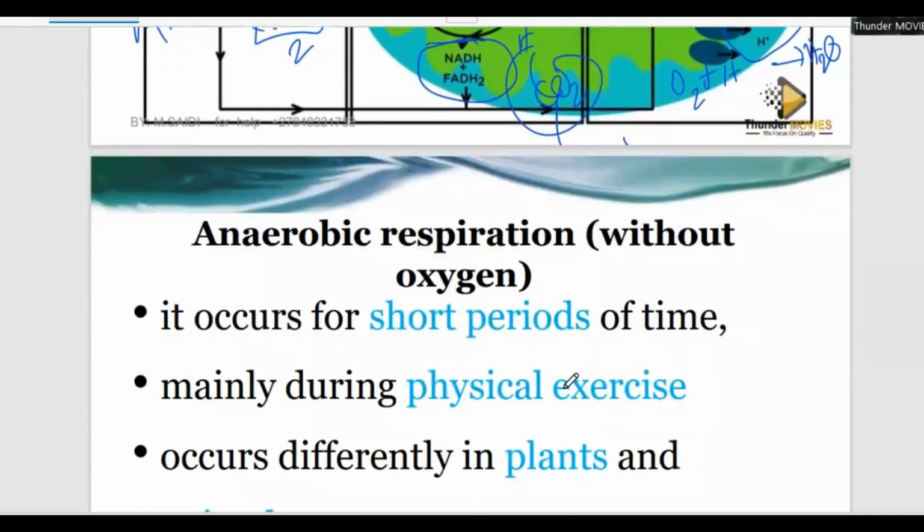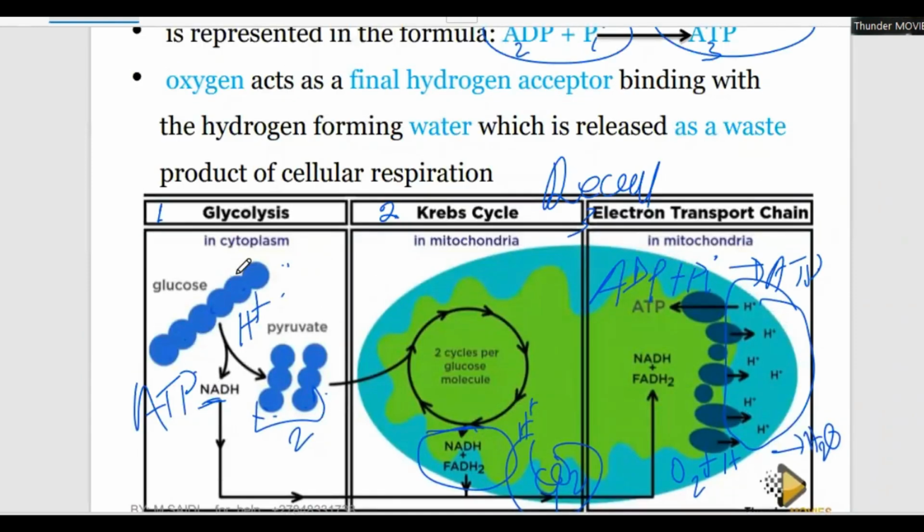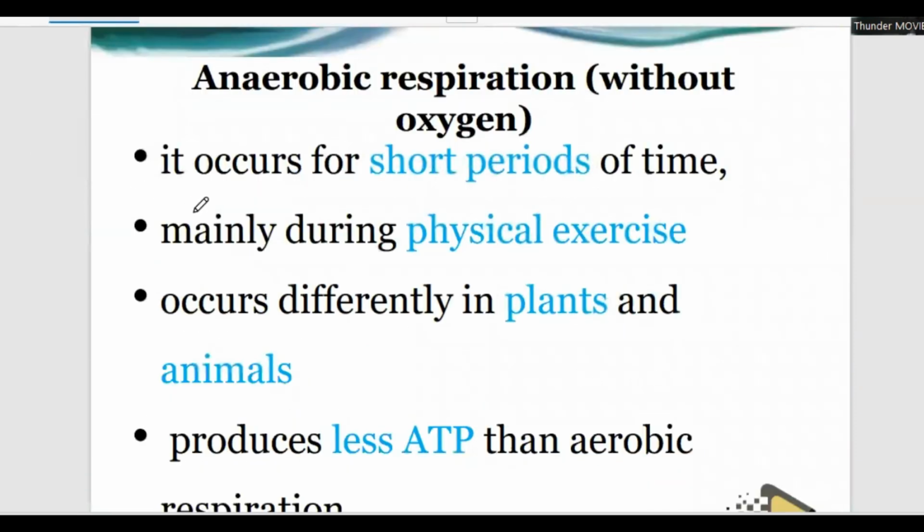Anaerobic respiration. Don't forget that anaerobic respiration occurs without oxygen. So it means that anaerobic respiration will only take place for glycolysis. It doesn't have Krebs cycle, doesn't have oxidative phosphorylation. It occurs for a short period of time and basically occurs in animals during emergency periods, mainly during physical exercise. Remember, you use the oxygen. For example, you are running, you get exhausted, and then you open the mouth. Even if you open it more, the oxygen cannot be enough because you are using this oxygen vigorously.